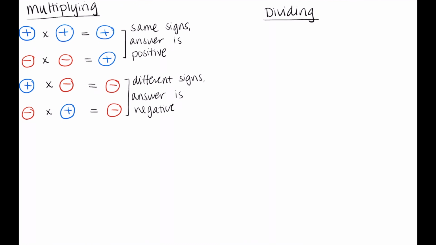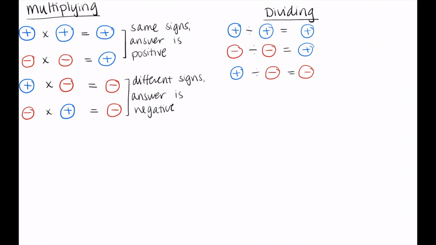So now that we've gone through our multiplication rules, let's get into the division rules. If you divide a positive number by a positive number, your answer will be positive. If you divide a negative number by a negative number, your answer will also be positive. If we have a positive divided by a negative, our answer will be negative. And for the last combination, a negative divided by a positive would also give us a negative answer.